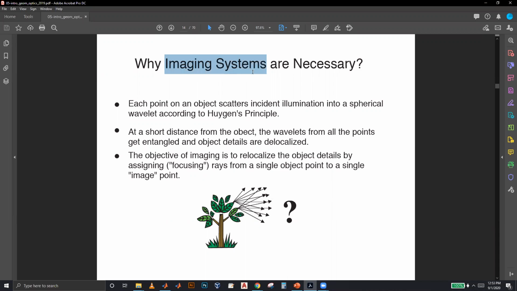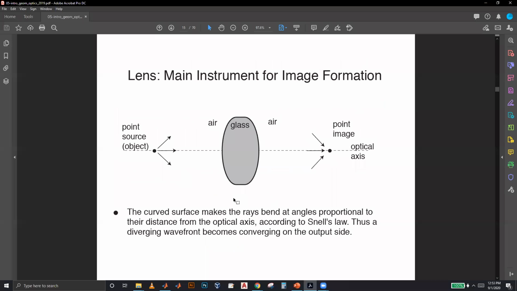So imaging systems are very important. Without them, it is not possible to image anything or make sense of the information which is carried by light from objects. Looking at it in a simple manner, the lens is the main instrument for image formation. You have a point source giving out rays of light, and you want to bring all these rays back to a point which is the image of the object. How do you do that? You put an imaging system in between these two.